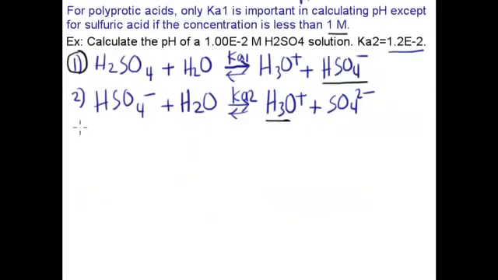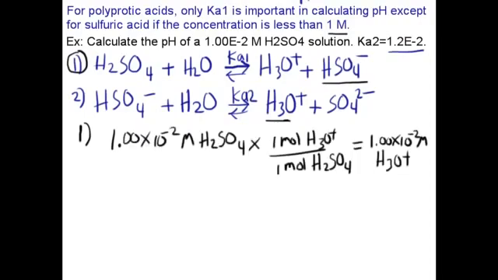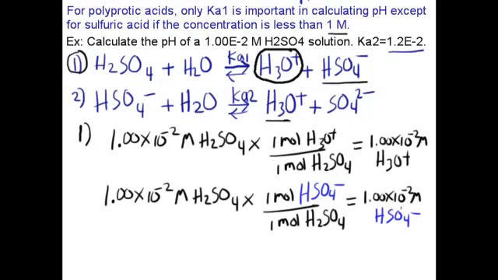So let's go ahead and calculate our H plus concentration from both sources. So from source 1, I'm starting off with 1 times 10 to the negative second molar H2SO4. So that will give me 1 times 10 to the negative second molar hydronium from this first step. And it will also give me 1 times 10 to the negative second molar HSO4 minus, which is going to fall apart further into H plus in step 2.